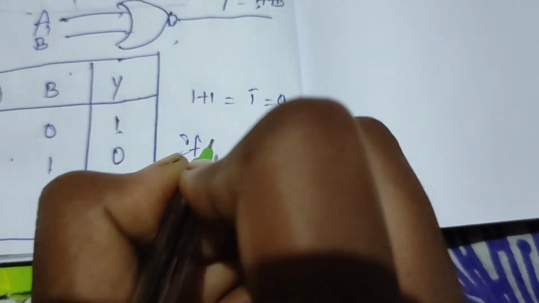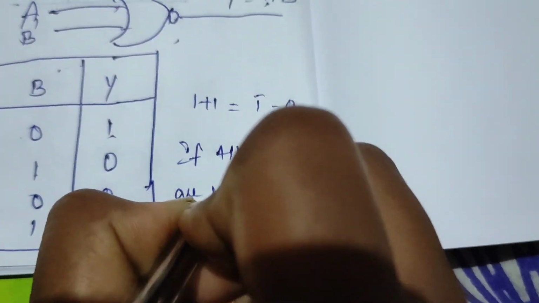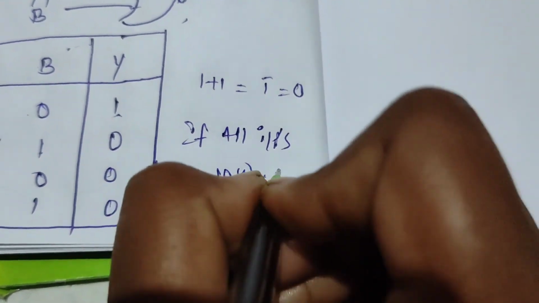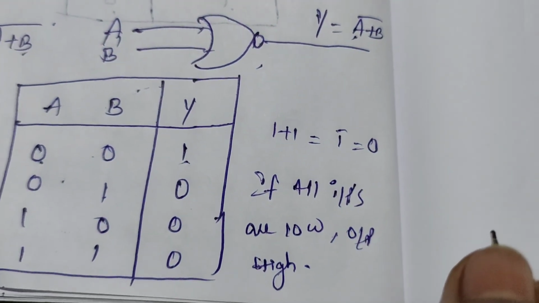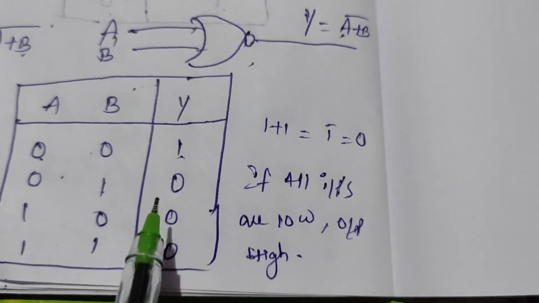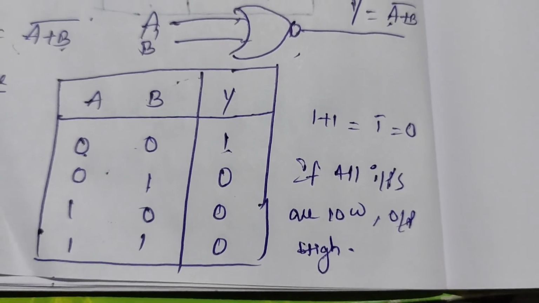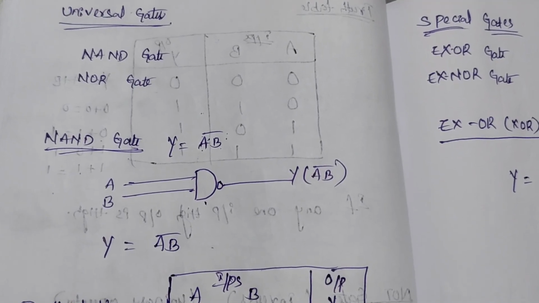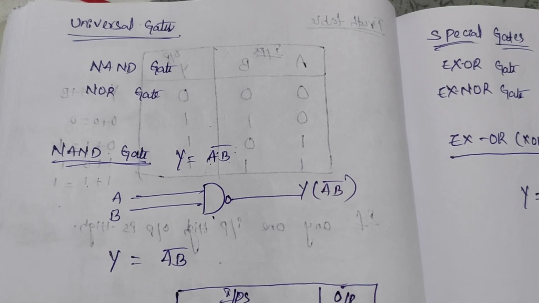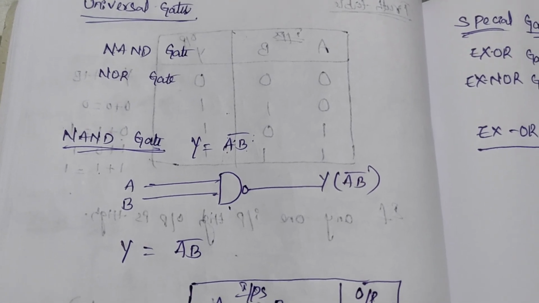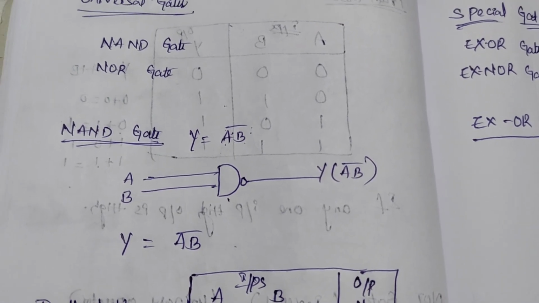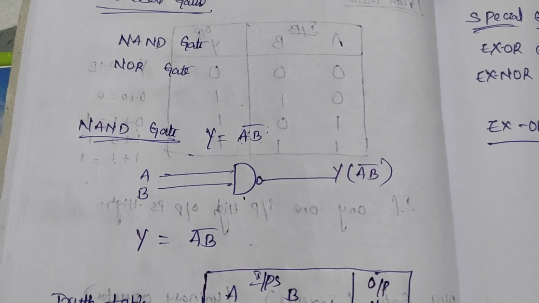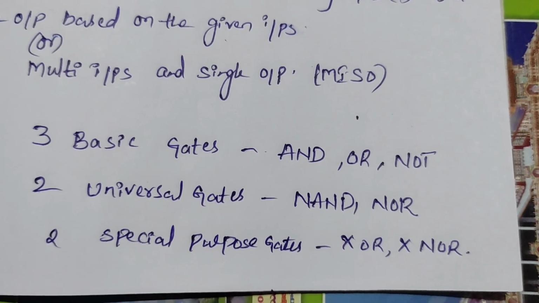So from this we can write: if all the inputs are low, the output is high, and if any single input is high, the output will be low. These two gates, NAND and NOR, are called universal gates because with these gates we can implement any gate like AND or NOT gate. How we can implement them, we will see later. Special gates we will see in the next video.